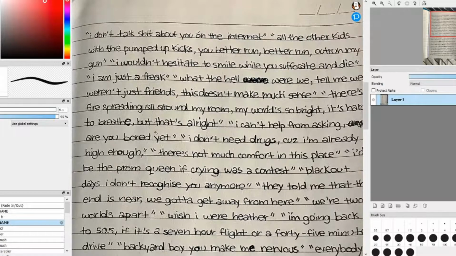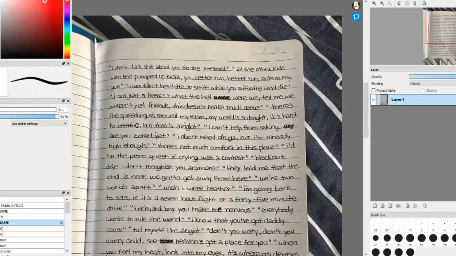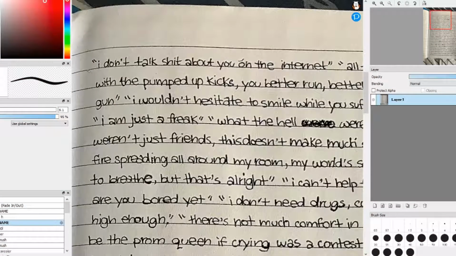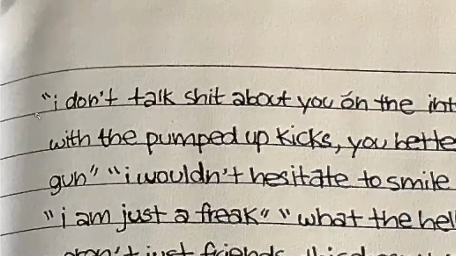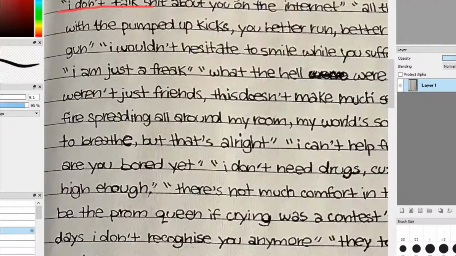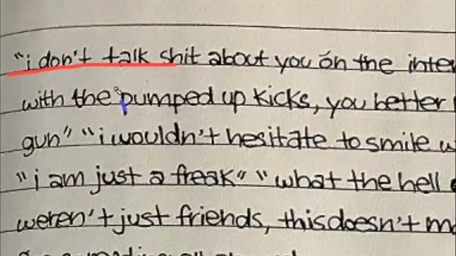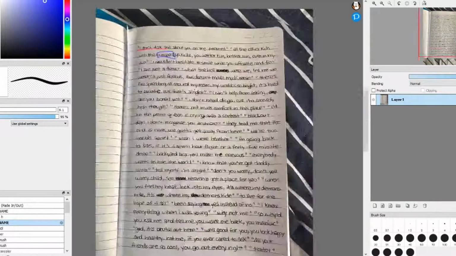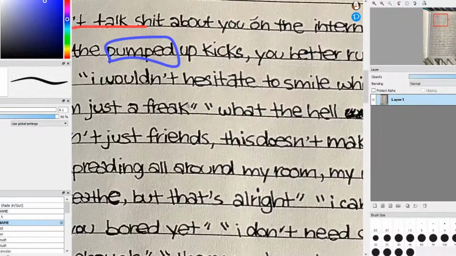So the first thing we're going to start talking about is the overall traits. The first trait we're going to talk about here is the baseline right here. It's pretty straight, which indicates perfectionism. The second trait we notice here is how small the handwriting is, and small handwriting indicates introversion. We of course cannot just keep saying introversion, and our analysis won't be right, we need more traits that indicate introversion, stacking up to say this person is an introvert.